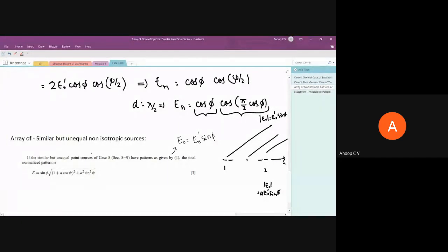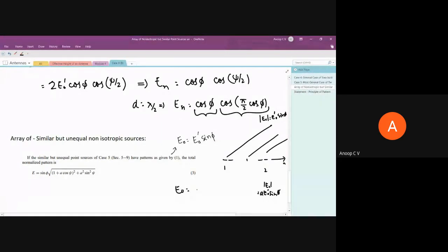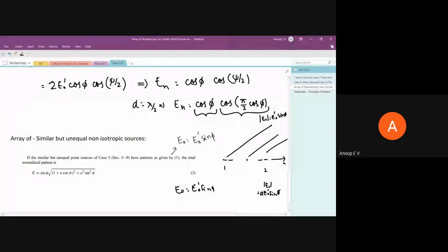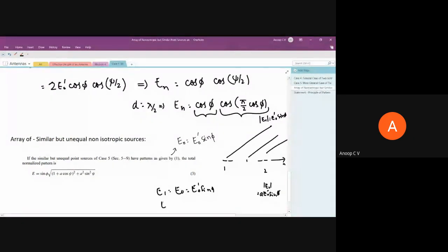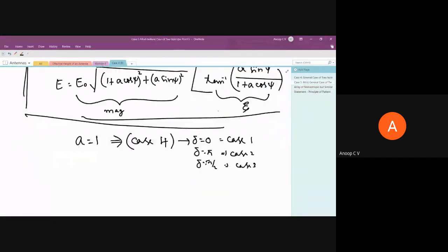In the case of phi which we have seen, E1 will be E naught dash sine phi, and E2 will be A E naught dash sine phi. So in this case, we can write the magnitude pattern as the product of sine phi times the array factor. This is the magnitude of case 5, what we have seen.